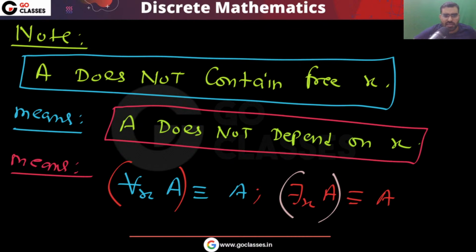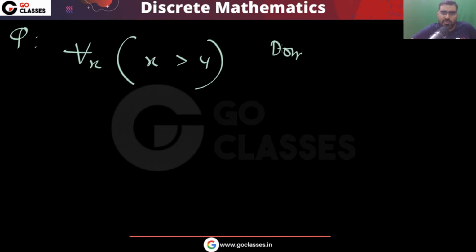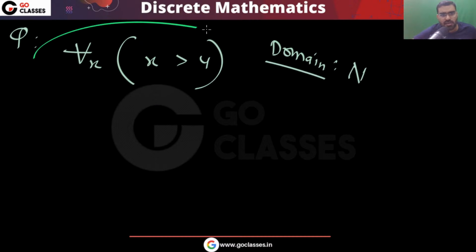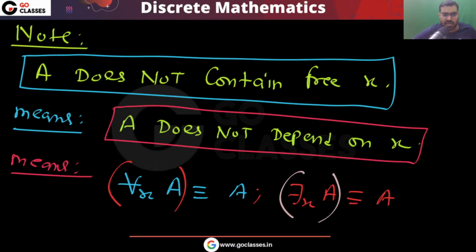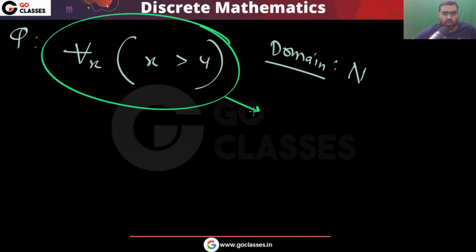Now you might be thinking, if I give you this question, for all x, x is greater than 4, and let me assume the domain is the set of natural numbers. Now you tell me, in this do we have a free x? Is there any free x? There is no free x, right? In this there is no free x.